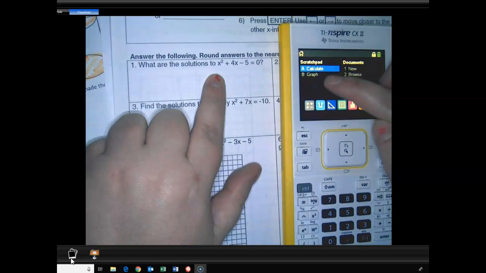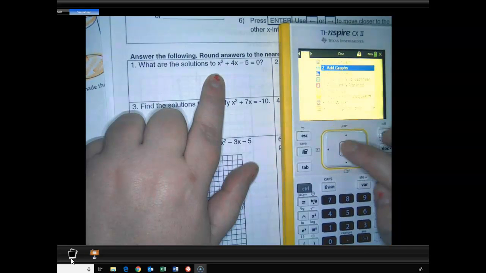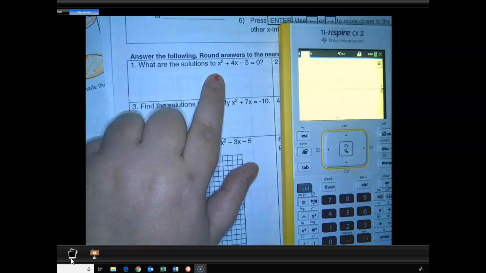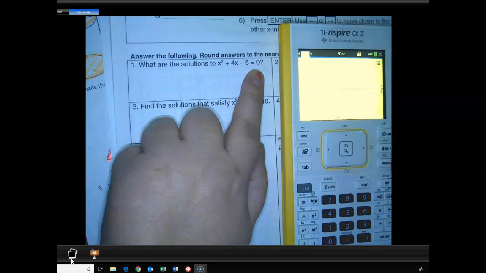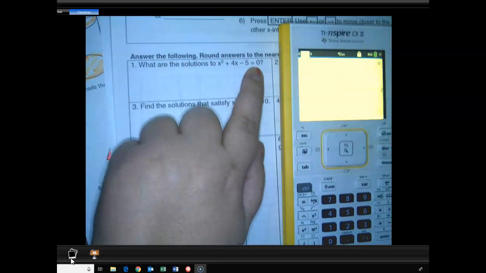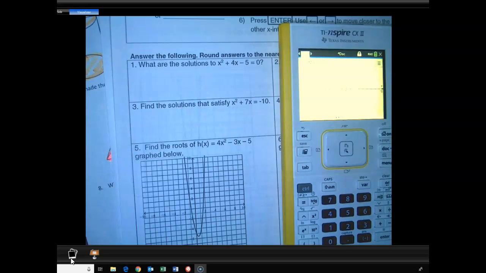I can either choose B graph, or if you come over to new and push add graph, that way it automatically will clear for you when you're done. Okay, we want it set to either 0 or y, or it needs to be an f of x or something. We need this to be set to 0, y, or to the function.